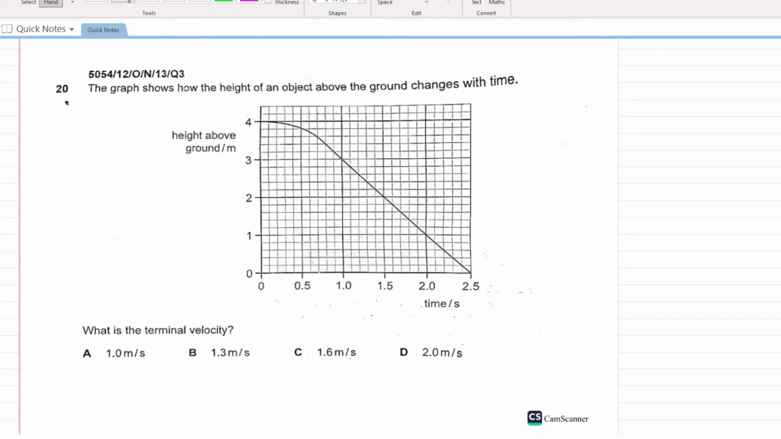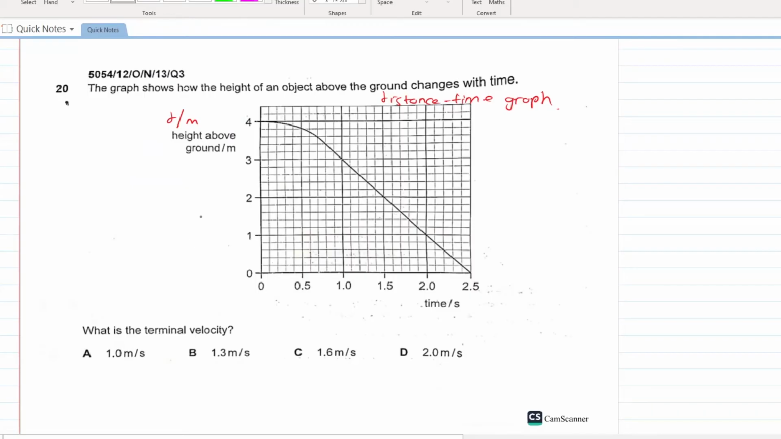The graph shows how the height of an object above the ground changes with time. So basically you are given a distance in meters and time in seconds graph. So this is a basic distance-time graph. Just keep this in mind. This is a hidden way to say that this is a distance-time graph. Okay. What is the terminal velocity? You have to calculate the terminal velocity.